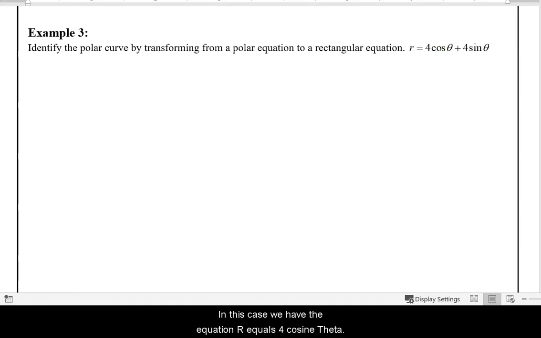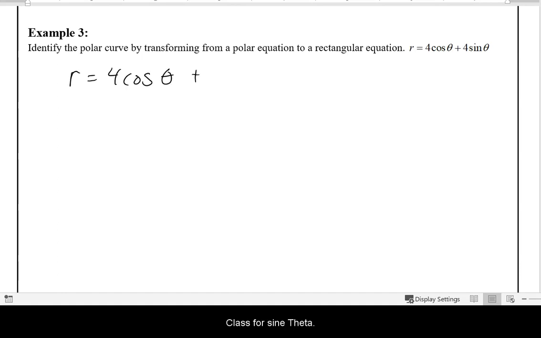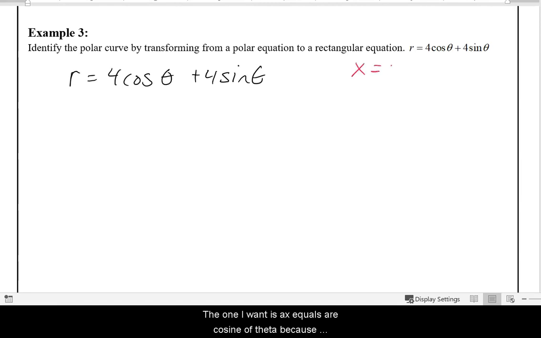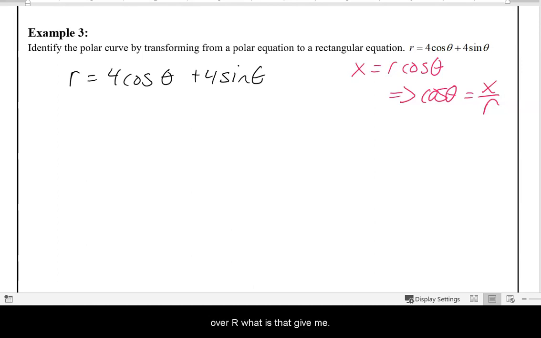In this case, we have the equation r equals 4 cosine theta plus 4 sine theta. I've rewritten the equation several times now, so hopefully you can remember what they are. The one I want is x equals r cosine of theta, because that implies that cosine of theta must be x divided by r. I will replace the cosine of theta in this equation with x over r. What does that give me? That would give me 4 times x over r.